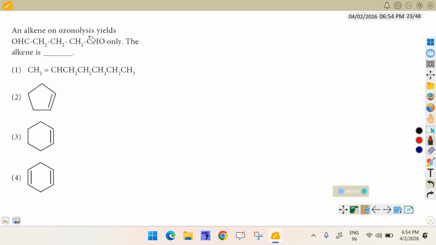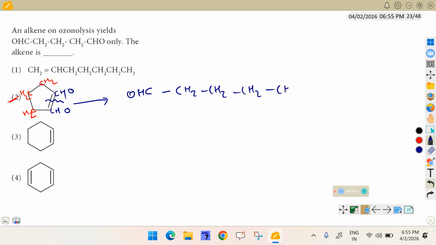An alkane on ozonolysis yields CHO, CH2, CH2, CH2, CHO. The alkane is... Once you check it, this is a CH2 group, this is a CH2 group, this is a CH2 group. Correct? So this alkene undergoes ozonolysis. Ozonolysis breaks the double bond. Here CH is present, here CH is present. Reductive ozonolysis breaks the double bond, left side oxygen, right side oxygen. Then it gives CHO, CH2, CH2, CH2, CHO.